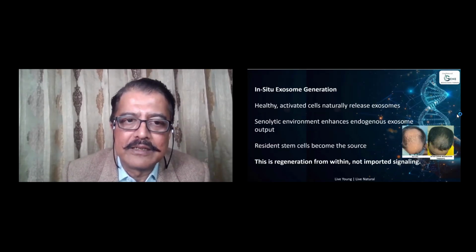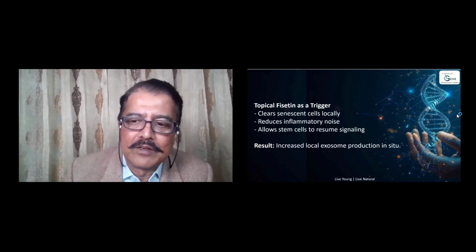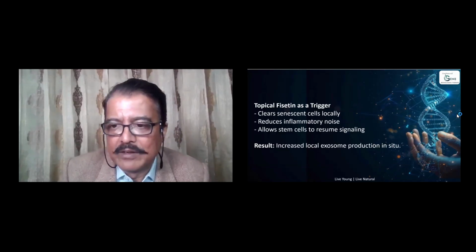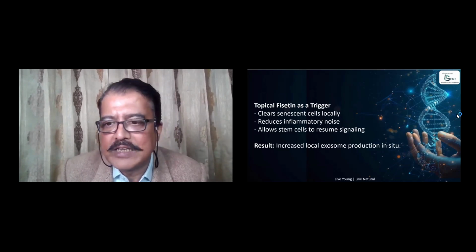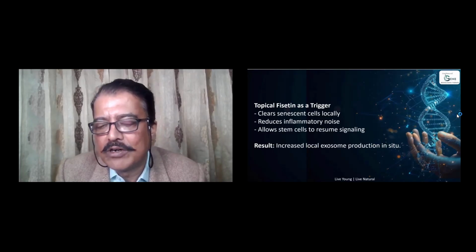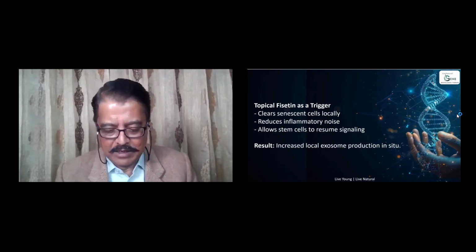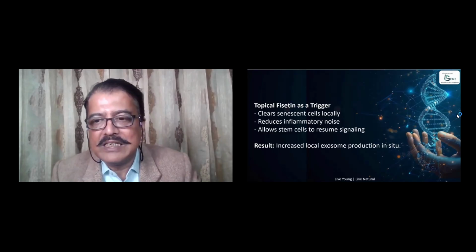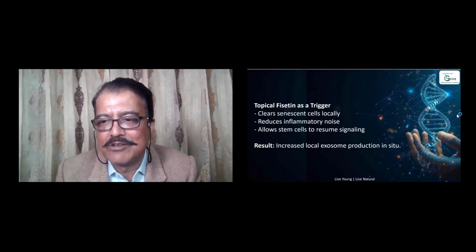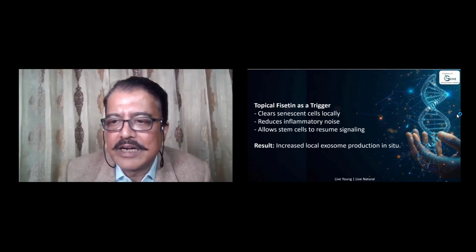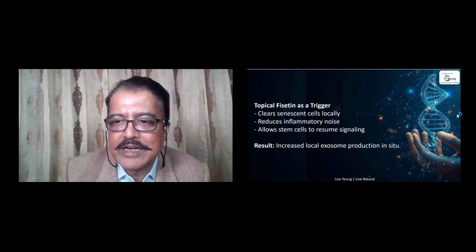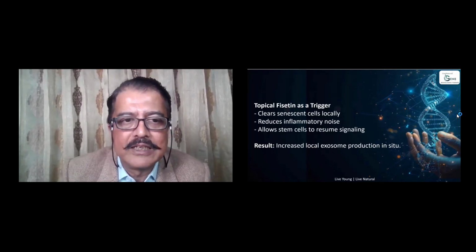Now, let us understand topical fisetin. Fisetin is a senolytic, and we are going to talk about topical fisetin as a trigger for hair follicles. Remember, hair is something you can see. You can't see your liver, you can't see your kidney, you can't see your heart. If they are getting old, you have to get tests done. But when your hair is getting old, it becomes weak, it falls early.